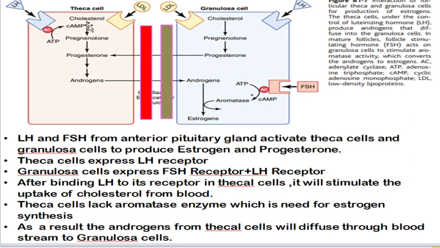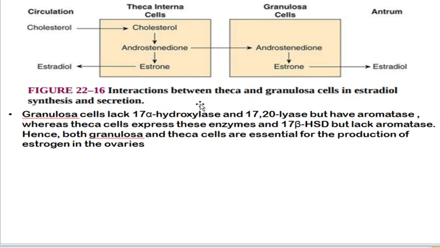Okay, so once it binds, the cholesterol will be converted into pregnenolone, the pregnenolone will be converted into progesterone, and next it will be converted into androgen. This particular thecal cell lacks the aromatase enzyme, so this androgen cannot be converted into estrogen. So the androgen from the thecal cell will diffuse through the bloodstream into the granulosa cell, and only in the granulosa cell will the androgen be converted into estrogen by an enzyme called aromatase. In order to do this conversion, FSH needs to bind to its receptor. So this is the thing.